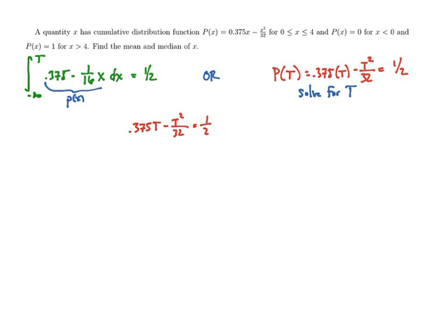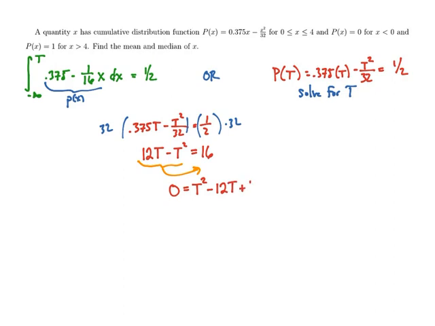first thing we're going to do is multiply both sides by 32 to get rid of the fraction. And when we do that, we're going to get a 12t here minus t squared is equal to 16. If we move everything to the right-hand side to keep everything positive as much as possible, we will get 0 is equal to t squared minus 12t plus 16. This is a quadratic equation.